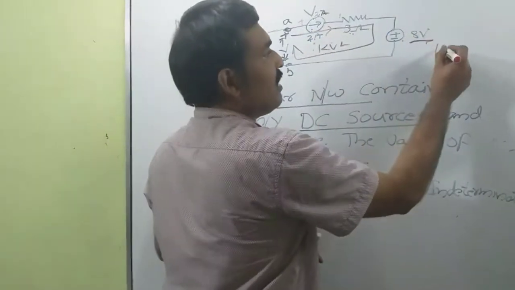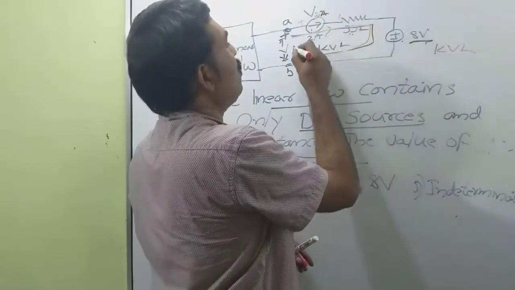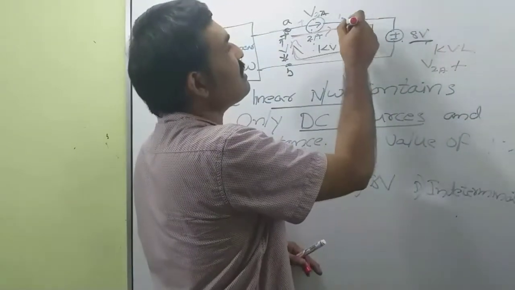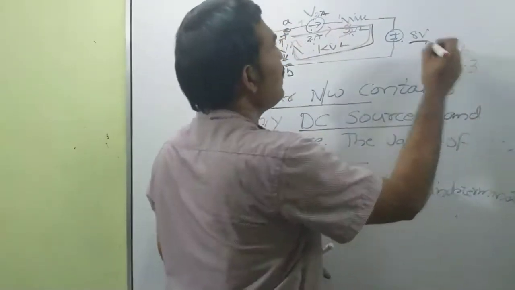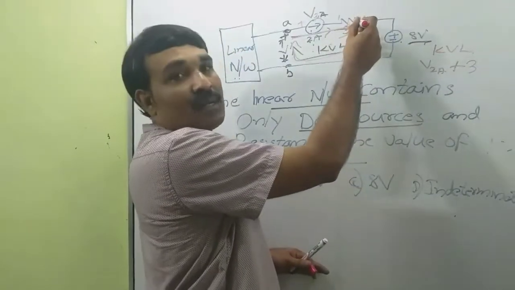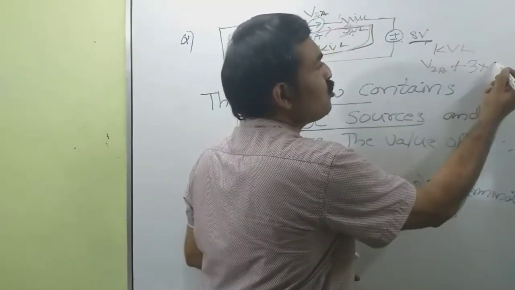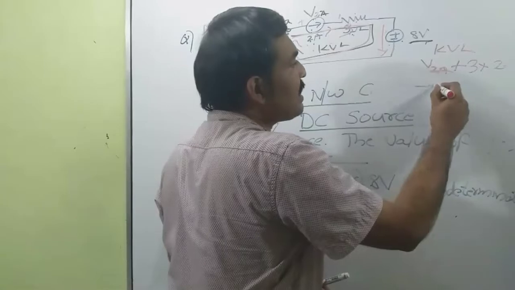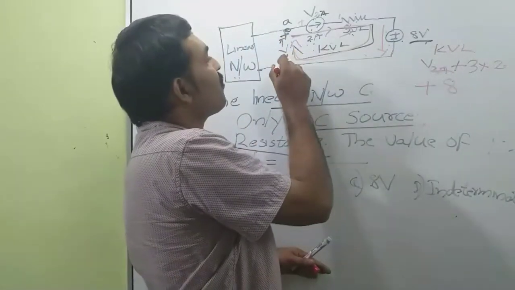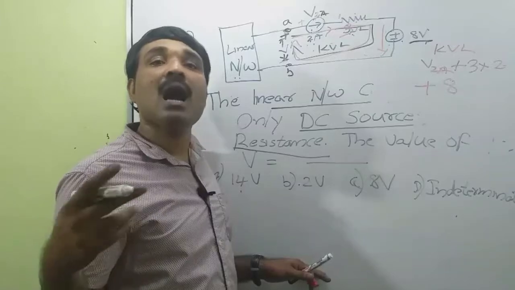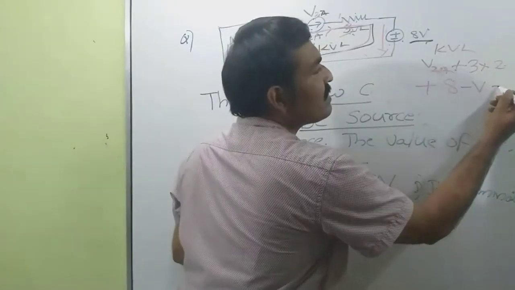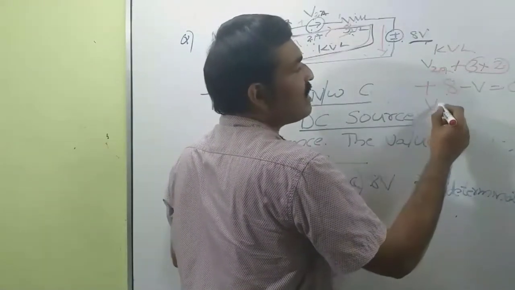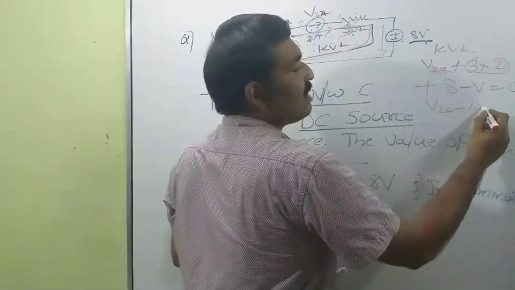So, applying KVL for this loop, that means V2A plus the voltage across this 3 ohm resistance, that is 3 ohm into the current passing through it, that is 2 ampere. So 3 into 2. Now we are moving from higher potential to lower potential. So plus 8, then we are moving from minus to plus, that is from lower potential to higher potential, so minus V, that is equal to 0. So 3 into 2, 6 plus 8, that is equal to 14. So V2A plus 14 is equal to V.